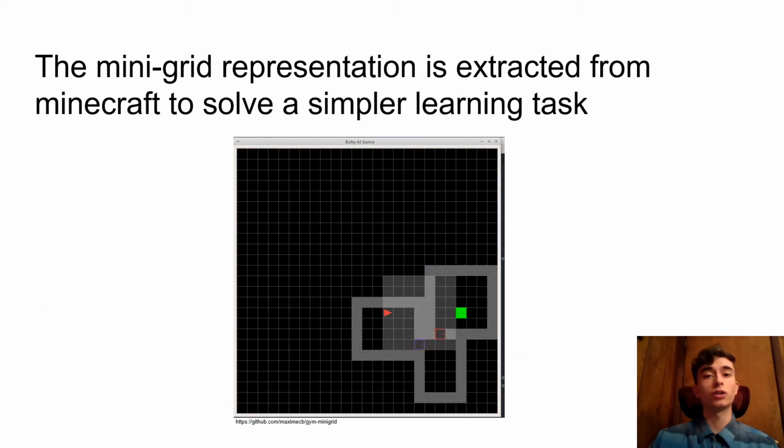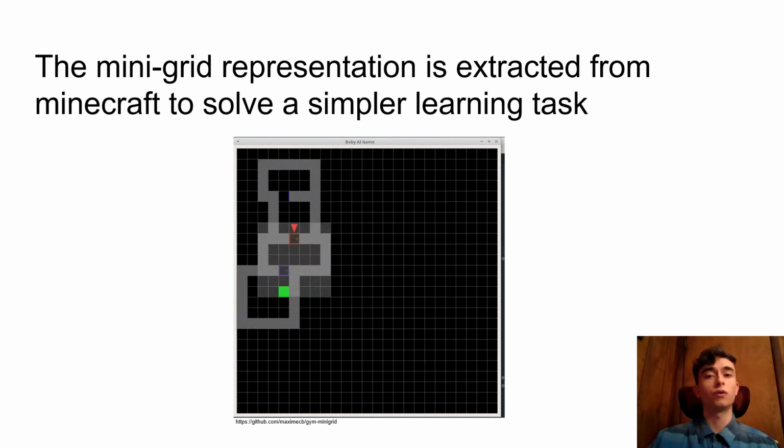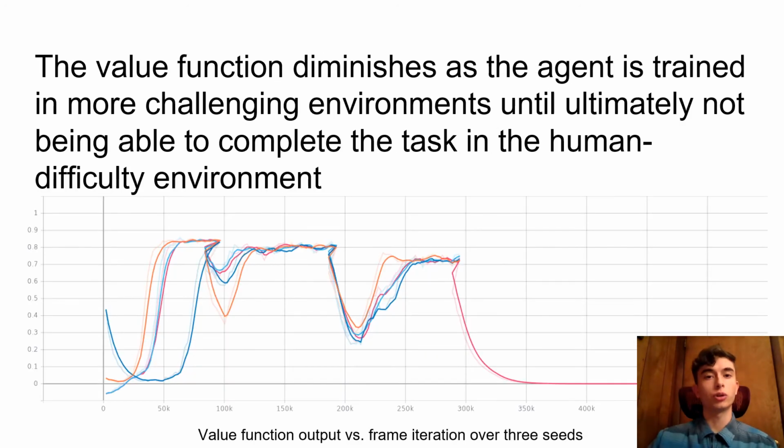In the second direction of this work, the minigrid representation is extracted from Minecraft to solve a simpler learning task. Environments range from simple to complex to one that is difficult for humans, providing a challenging curriculum-based learning problem. These are images of sample environments, but intermediate difficulties exist between them. During training, we see that the value function diminishes as the agent is trained in more challenging environments, and so ultimately not being able to complete the task in the human difficulty environment.